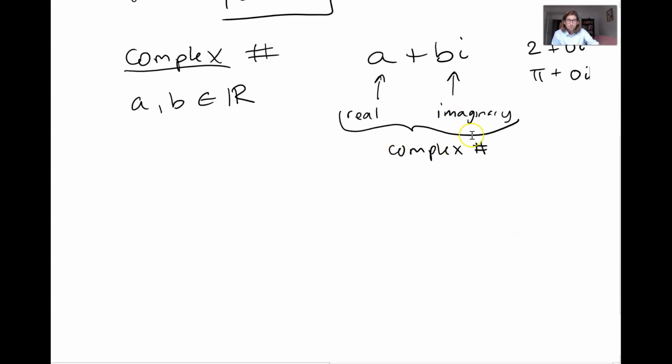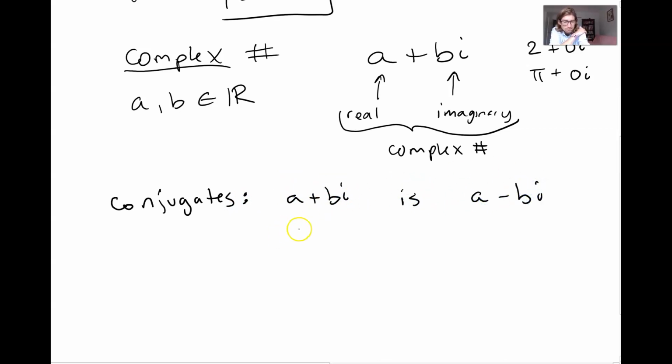What are we going to be doing with them in the near future? What we're going to be focusing on is conjugates. So this is something you will need to know for later this week. The conjugate of something like a plus bi is a minus bi. And similarly, if you started with a minus bi, the conjugate is a plus bi. Basically, you take the opposite of the imaginary part.